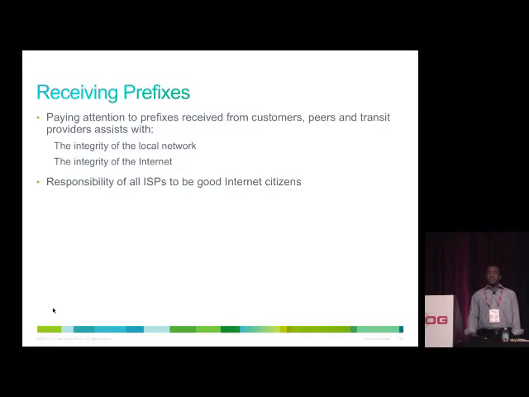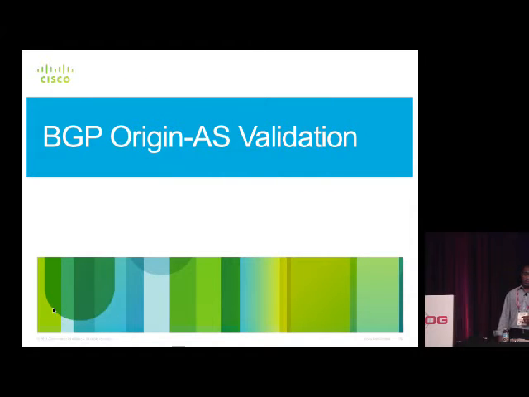So making sure that you are receiving the right prefixes, and that you are not receiving bogon prefixes or private IP addresses or advertising private AS numbers and so on, is very important for the integrity and stability of your own network as well as for the entire internet. So it's very important to pay attention.